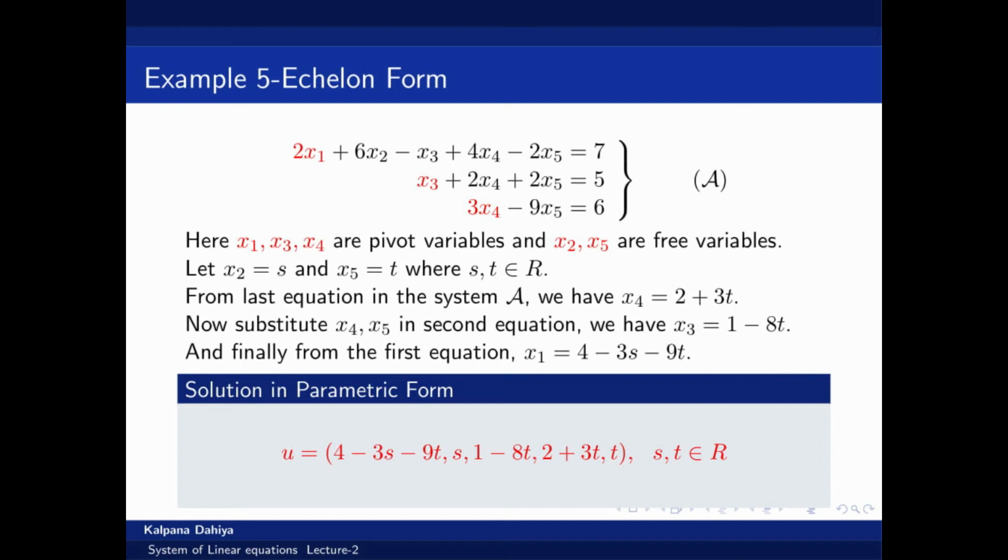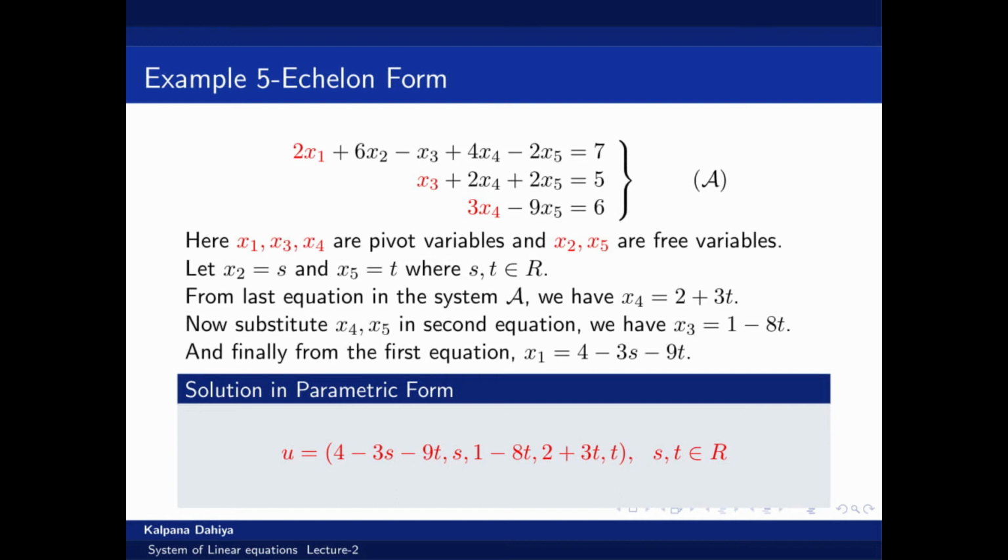So now using these equations, we can find the values of these pivot variables. Starting from the last equation, 3x4 minus 9x5 equal to 6. I will put x5 as t, and I can divide by 3, so I will get x4 as 2 plus 3t. Now we substitute the values of x4 and x5 in the second equation, and we can find x3, and it comes out to be 1 minus 8t.